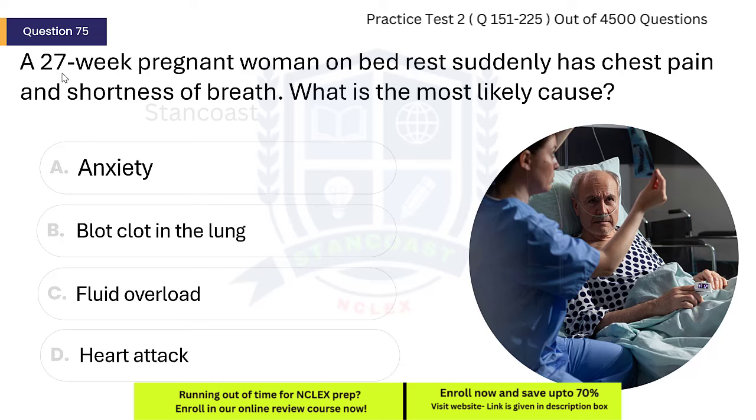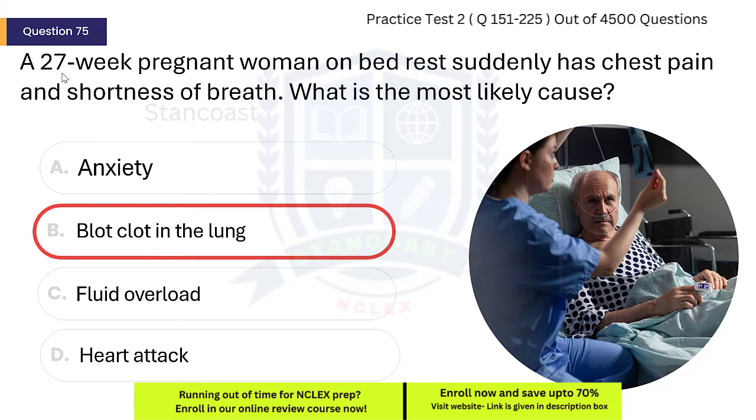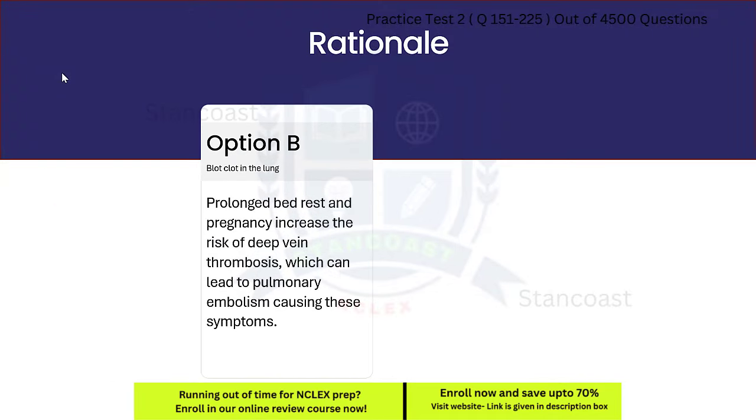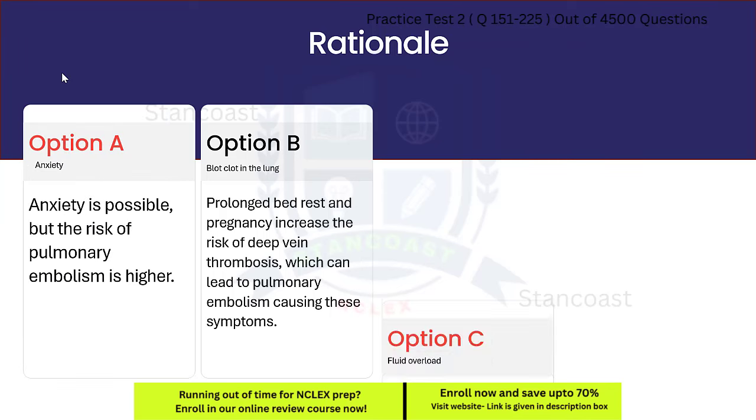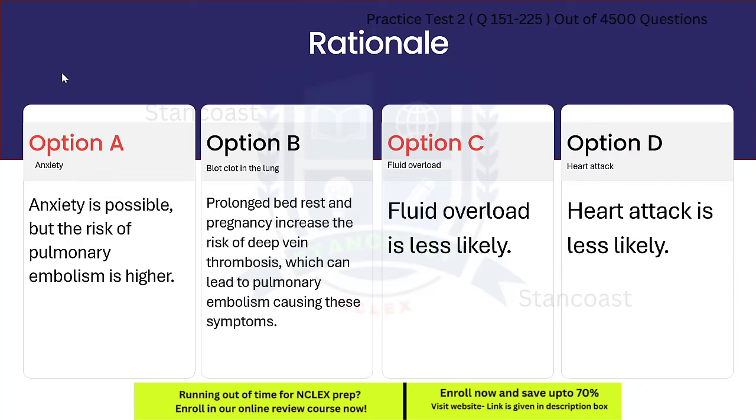The correct answer is B. Blood clot in the lung. Prolonged bed rest and pregnancy increase the risk of deep vein thrombosis, which can lead to pulmonary embolism causing these symptoms. Anxiety is possible, but the risk of pulmonary embolism is higher.